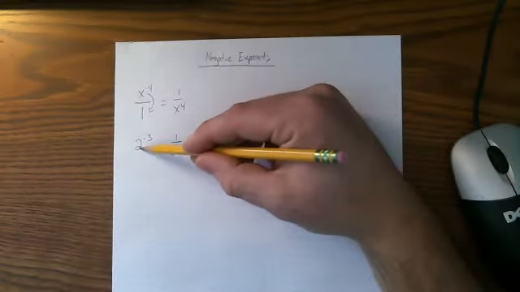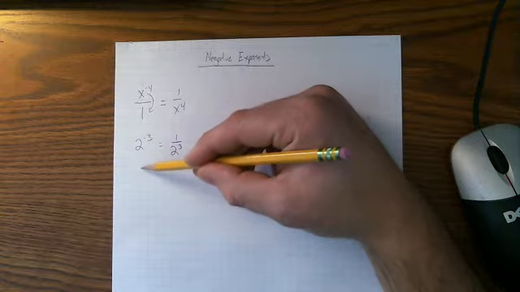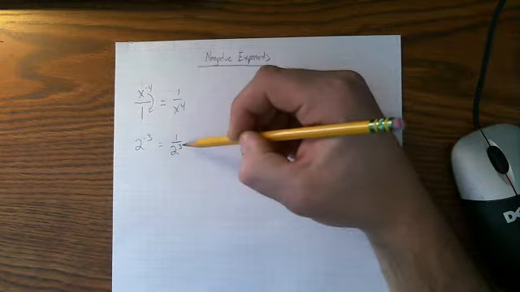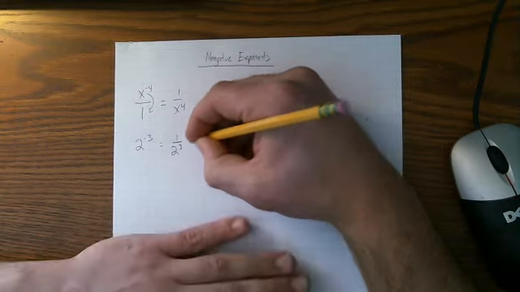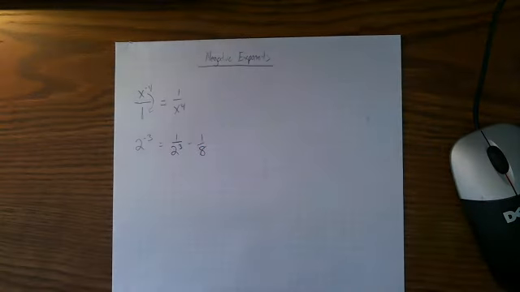So the 2 has the negative exponent. Put the 2 on the other side of the fraction and make the exponent the opposite sign. So 2 to the negative third is 1 over 8.